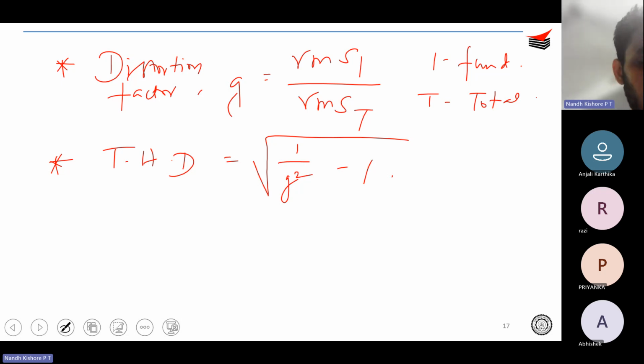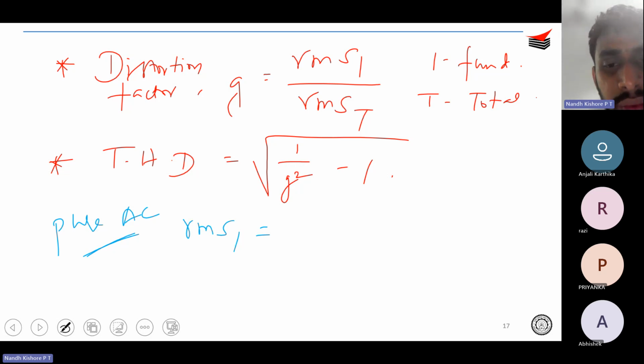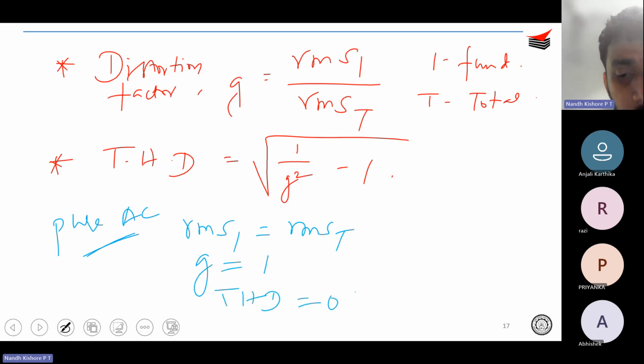So for a perfect AC wave, or a pure AC, it will be composed only of the fundamental. No harmonics. Therefore, RMS fundamental is equal to RMS total. Therefore, the distortion factor is 1 and the THD is going to be 0.